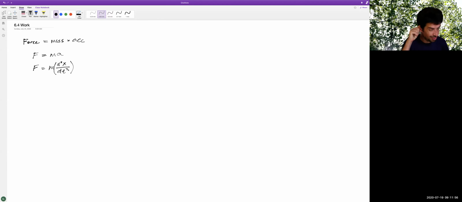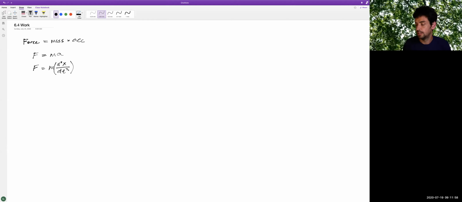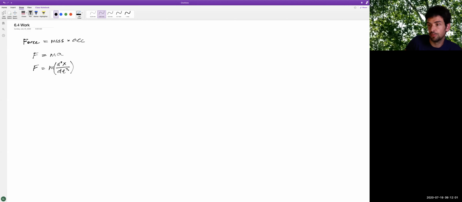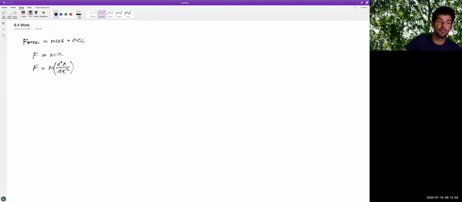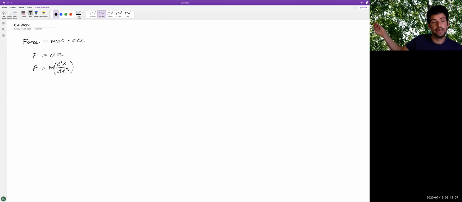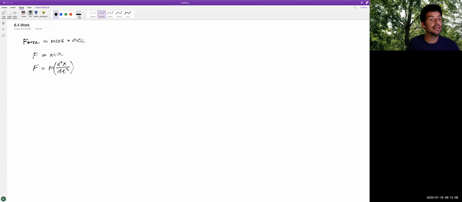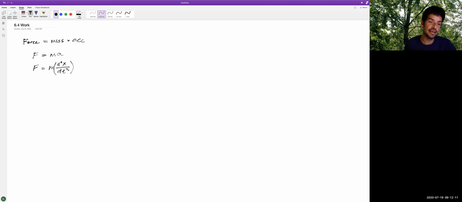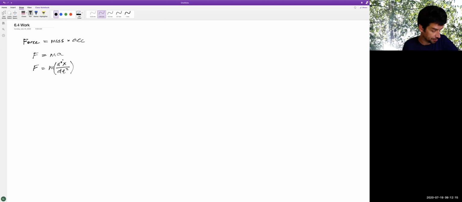So force is the push on an object, or the pull on an object, right? So you can talk about how hard you're pushing a block, or how gravity is pulling down on you, the force that it's pulling down on you with. And it's a product of your mass times the acceleration.